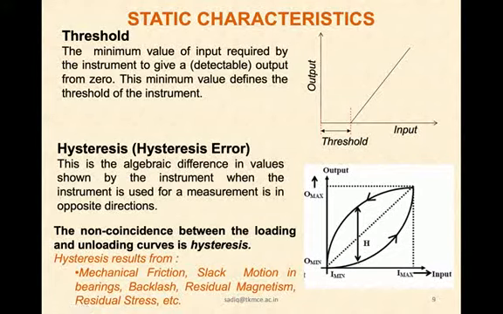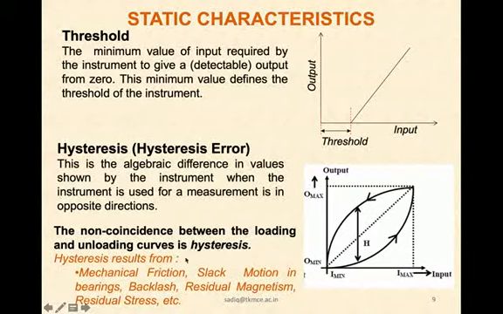Imagine that the thermometer was already heated to this position. Now you are trying to measure the same temperature here. While cooling back, if it is showing this temperature, then we can understand that for the same measurement value, the instrument shows one value in one direction and another value in the opposite direction when it is measured. Such a phenomenon is called hysteresis. It is the non-coincidence between the loading and unloading curve that is called hysteresis.